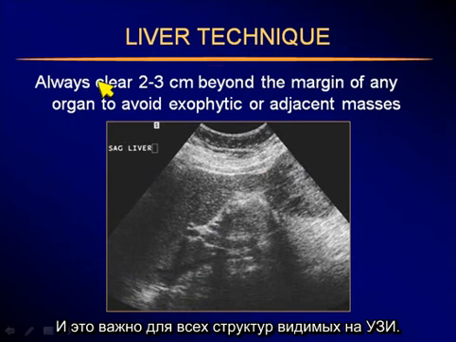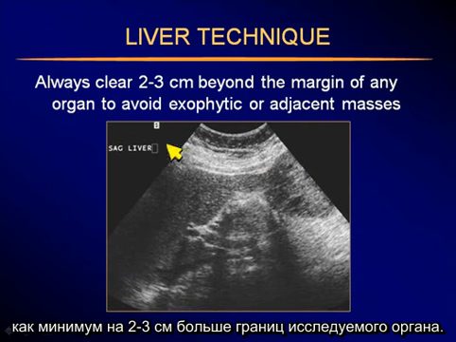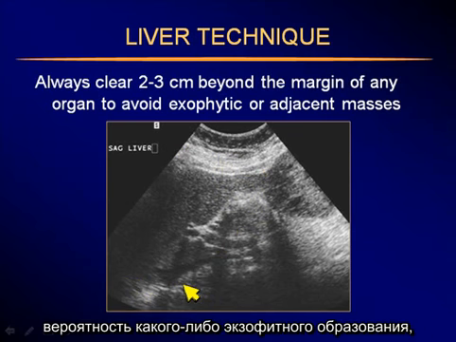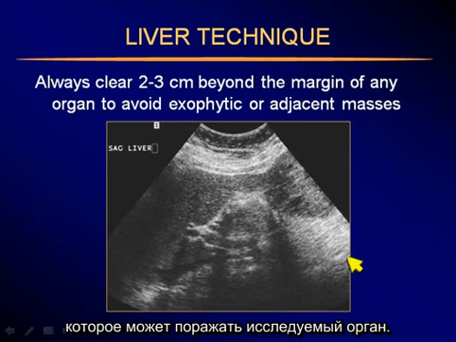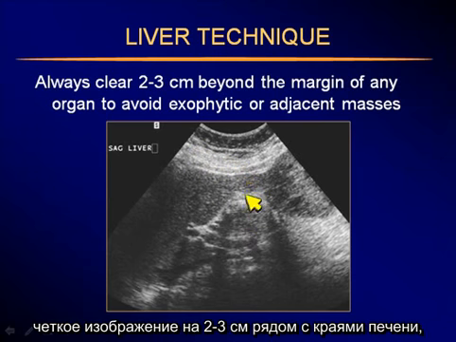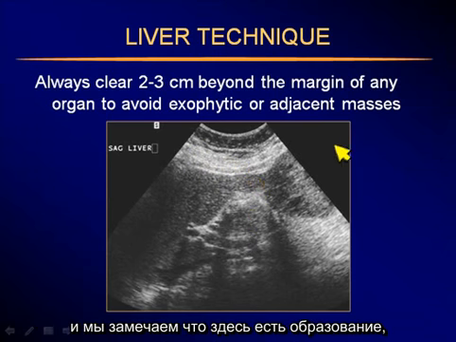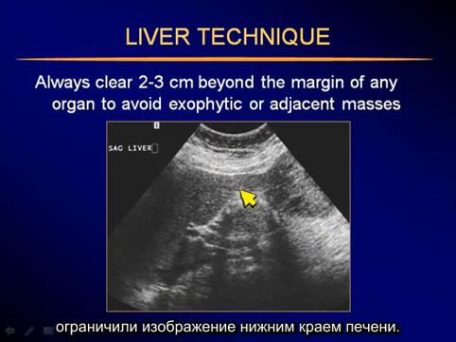One thing that's very important, and this is important for all structures that we image in ultrasound, we always want to be able to see at least 2 to 3 centimeters beyond the margin of any organ so that we can exclude the possibility of any exophytic masses or any kind of adjacent masses that can affect the organ. In this case here, this is the liver. The inferior edge of the liver would be here, but because we were trying to clear 2 to 3 centimeters beyond the margin, we noticed that there was a mass hanging off the inferior edge of the liver. We would have never seen it if we would have stopped our picture at the inferior margin of the liver.